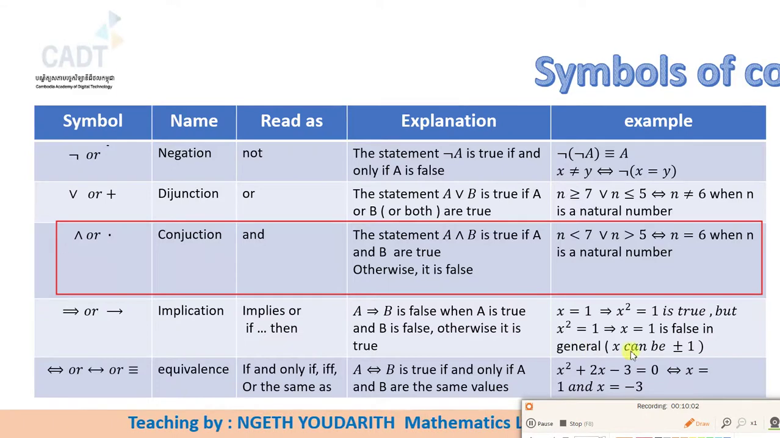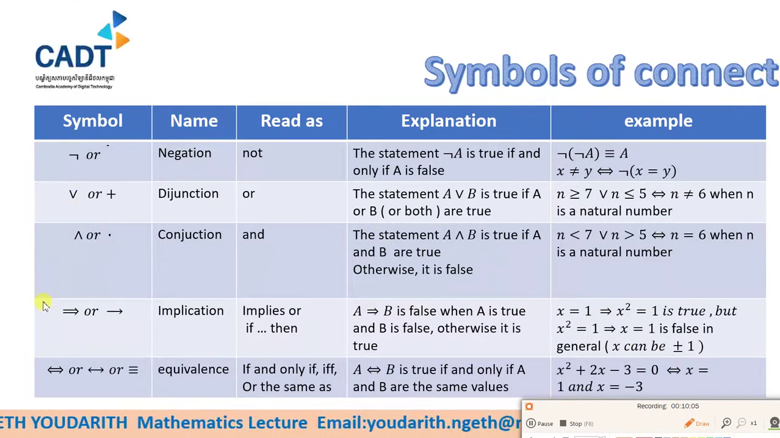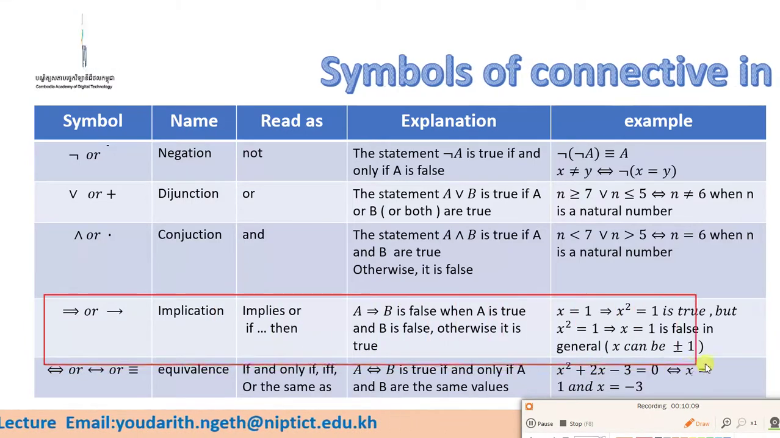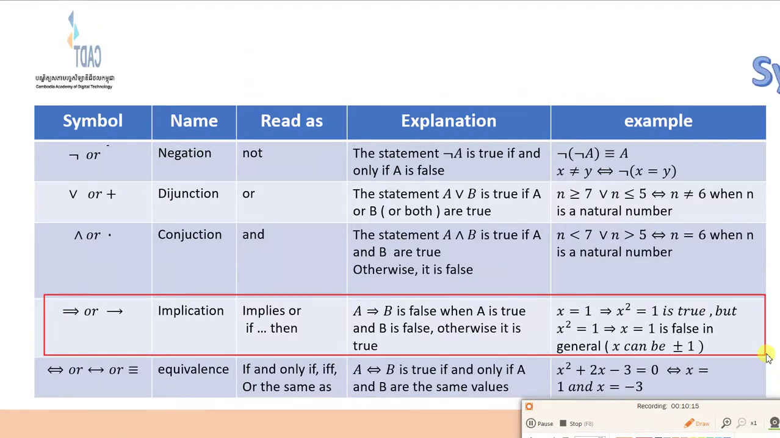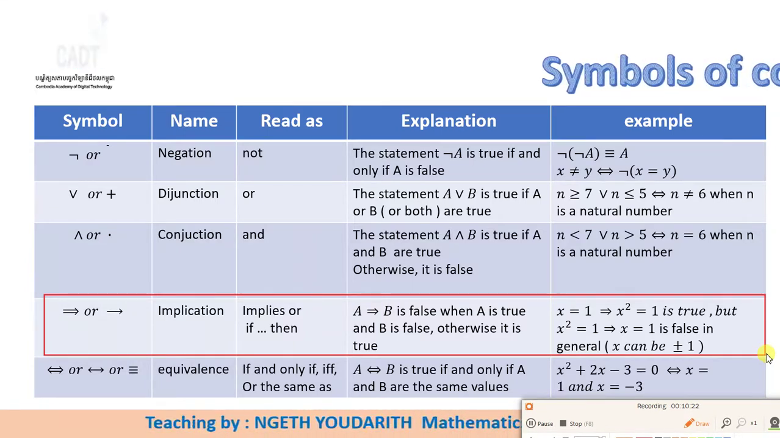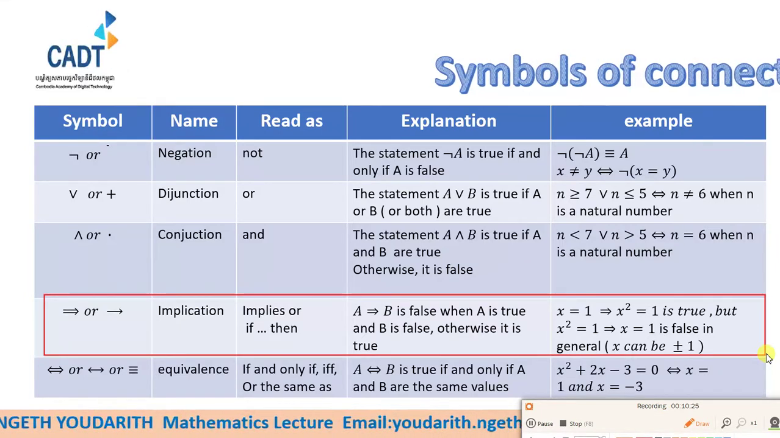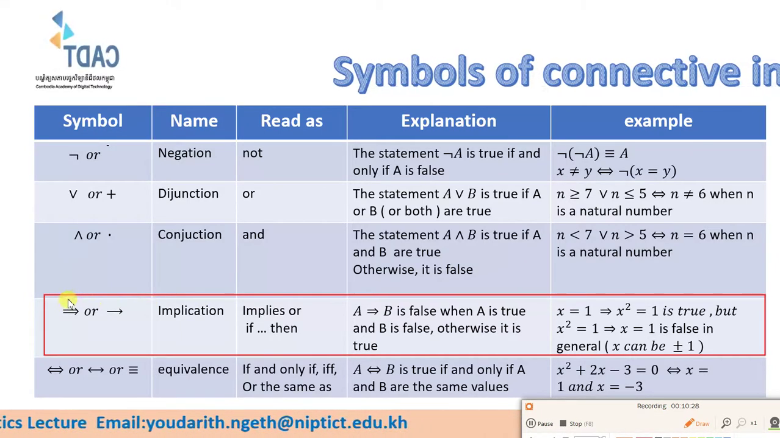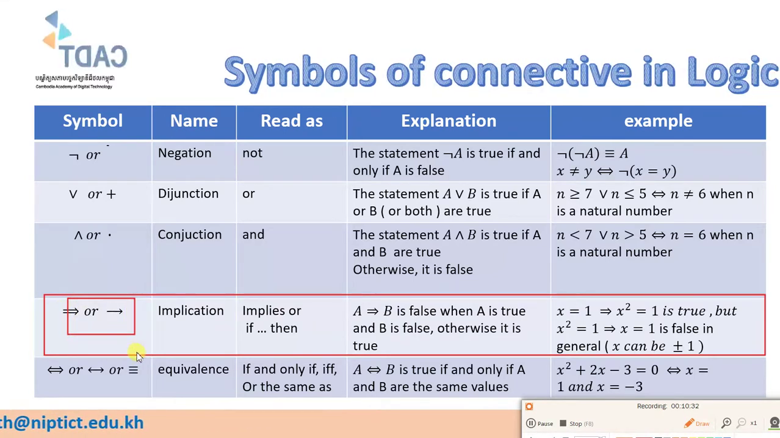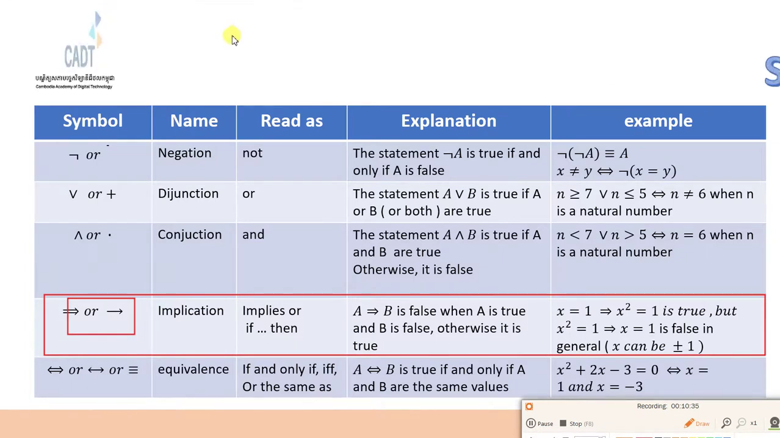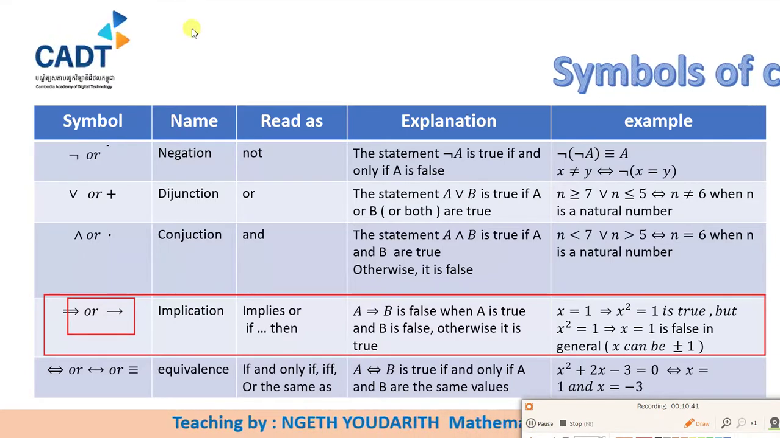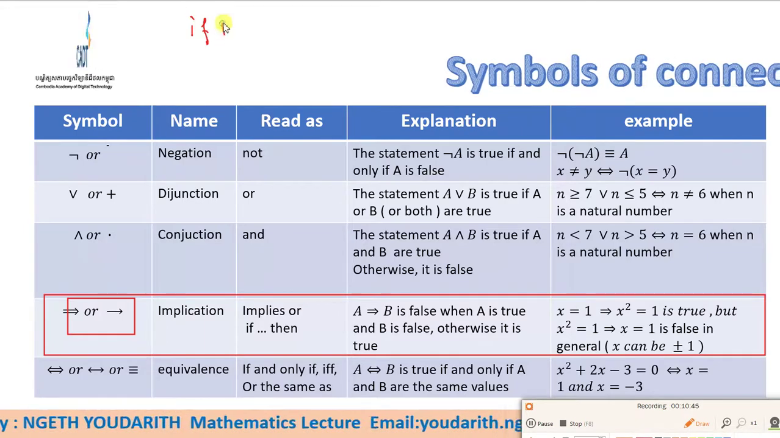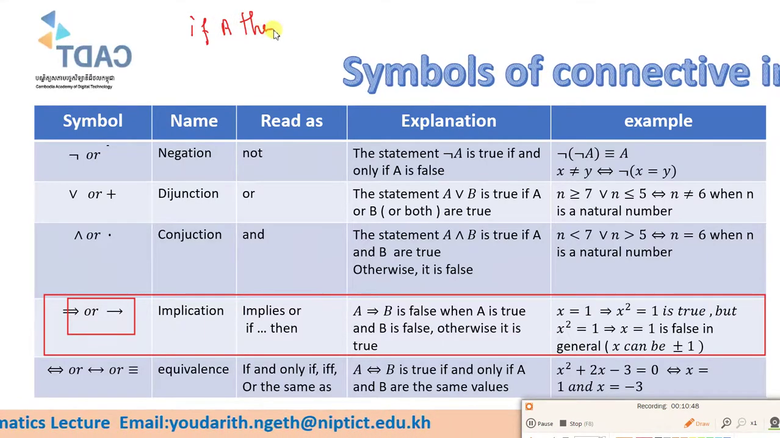And the next is talking about the name of implication. Implication, or we can write imply, or sometimes we say if and then. If A, then B, it means we use this symbol of implication. If A, then B.